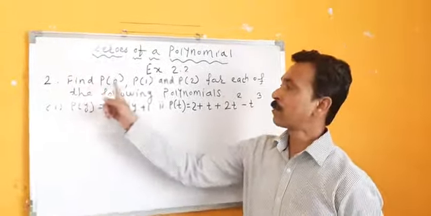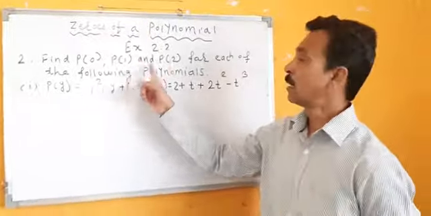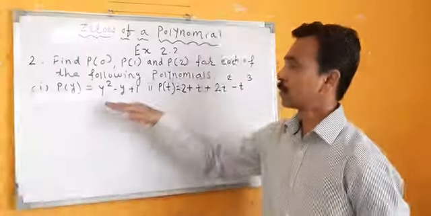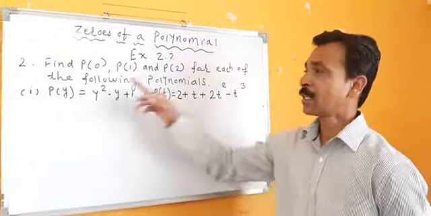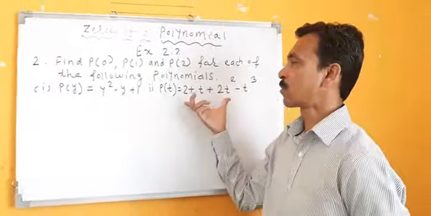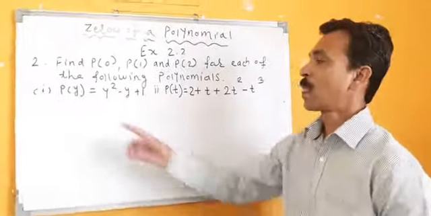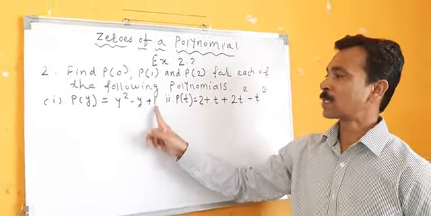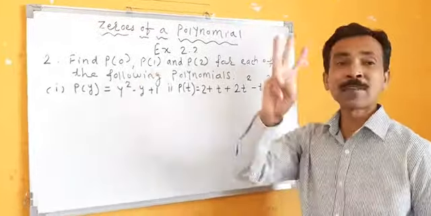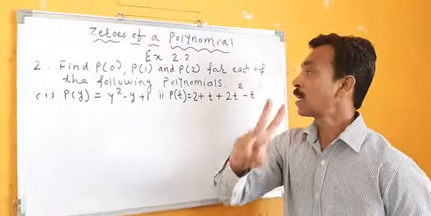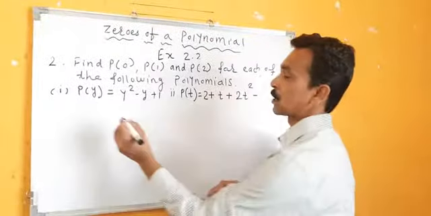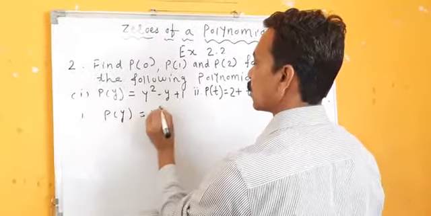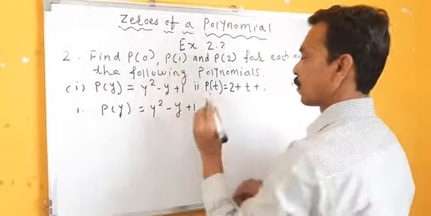Second example: find P of 0, P of 1 and P of 2 for each of the following polynomials. There are 4 to 5 examples, okay? In this example, I will solve the first 2 and then the next 2. First I will take the first one, P of y is y square minus y plus 1. For this we have to find three values, P of 0, P of 1 and P of 2. So I will write the first term: P of y is equal to y square minus y plus 1.